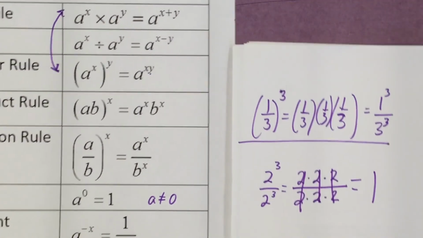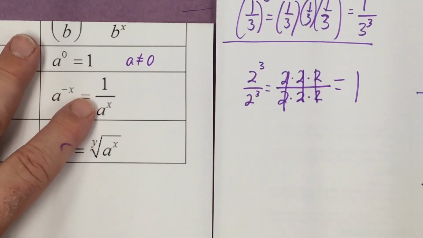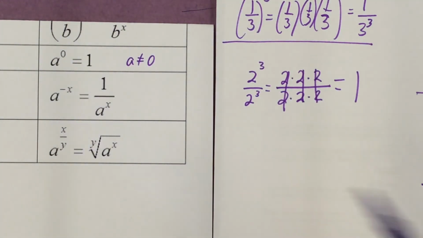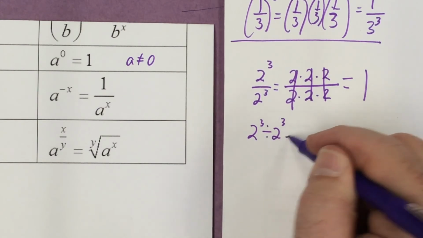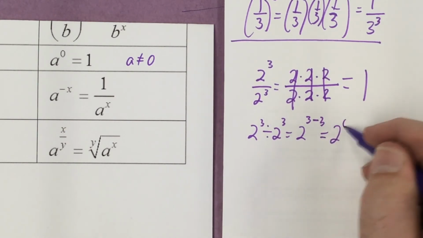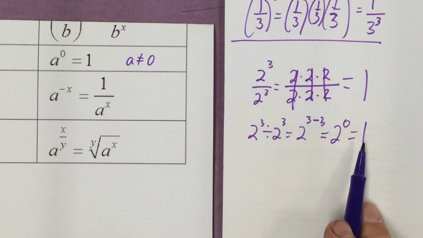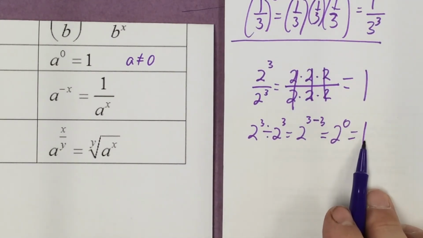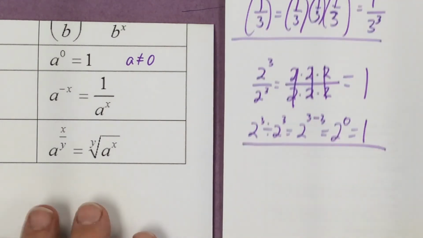However, if I carry this out as 2 to the third divided by 2 to the third, that's going to give me 2 to the 3 minus 3, which is going to give me 2 to the 0. And based on what we saw up here, we know that's going to be equal to 1. So any number other than 0 that's raised to the 0 exponent is going to equal 1. We're going to use this explanation for something else in a moment.